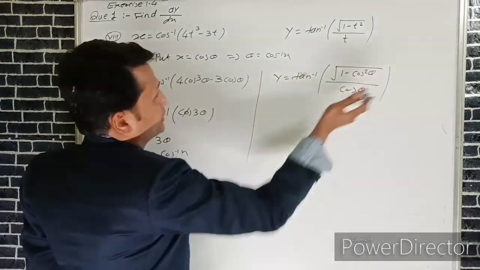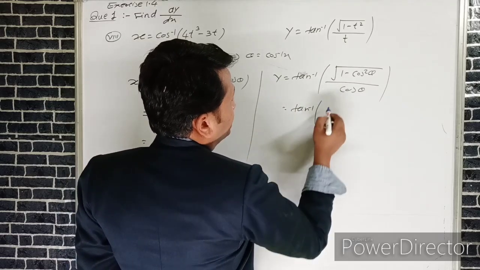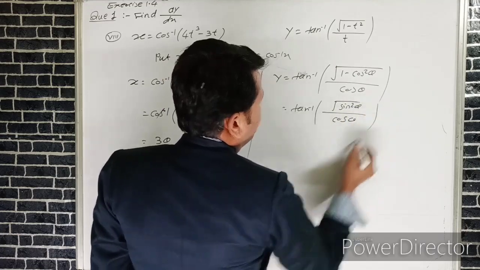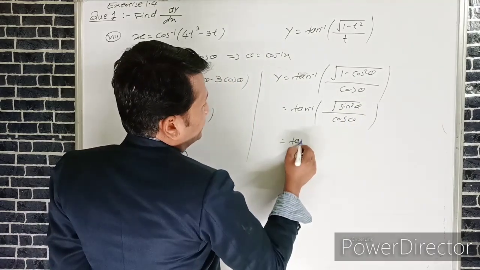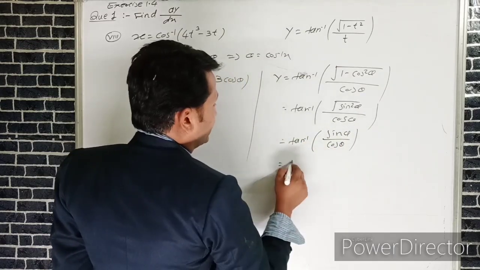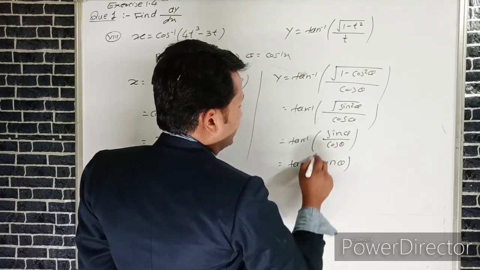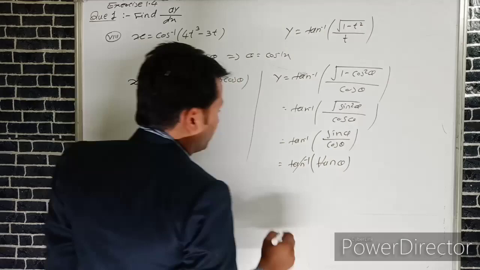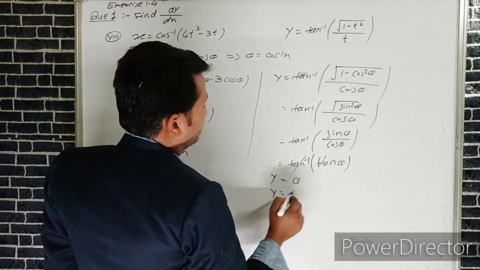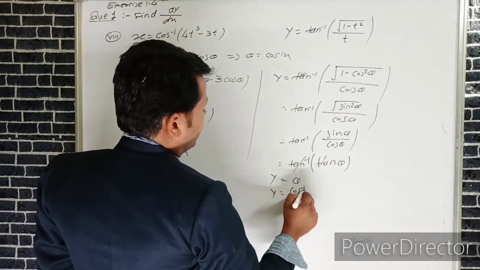Now y is equal to tan inverse of under root of 1 minus cos square theta, which is under root of sin square theta upon cos theta. Here under root of sin square theta means sin theta upon cos theta. Sin theta upon cos theta means tan theta. We can write tan inverse of tan theta. It means that tan inverse tan gets cancelled. We can write theta, so y is equal to theta, which means cos inverse of t.